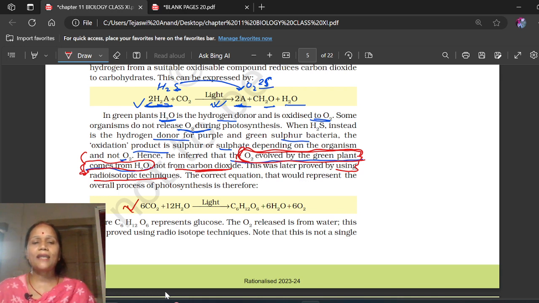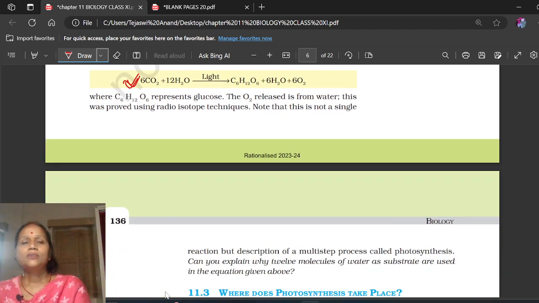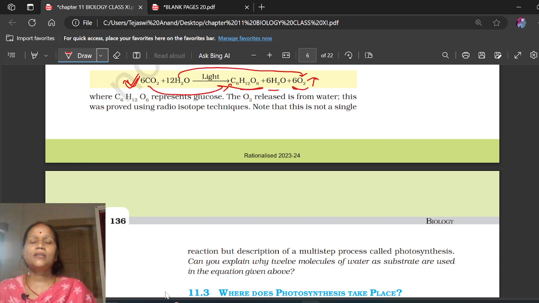तो ये हमारा लाइट फोटोसिंथेसिस का कंप्लीट इक्वेशन तैयार है. 6CO2 12H2O C6H12O6. This is the carbohydrate. Water, oxygen is liberated, and that oxygen is coming from the वाटर. एंड कार्बन डाइऑक्साइड का क्या हो गया, एसिमिलेशन होके क्या बन गया, कार्बोहाइड्रेट बन गया. ऑक्सीजन रिलीज्ड इज फ्रॉम वाटर. दिस वाज प्रूव्ड यूजिंग रेडियोआइसोटॉपिक टेक्निक.